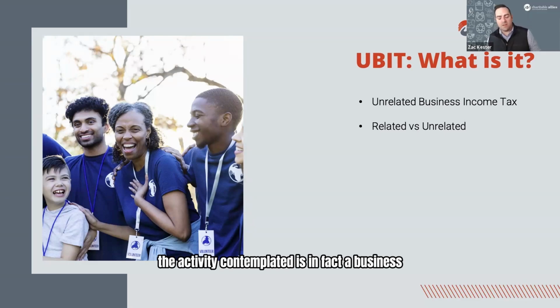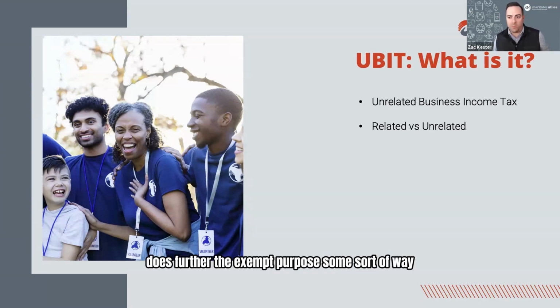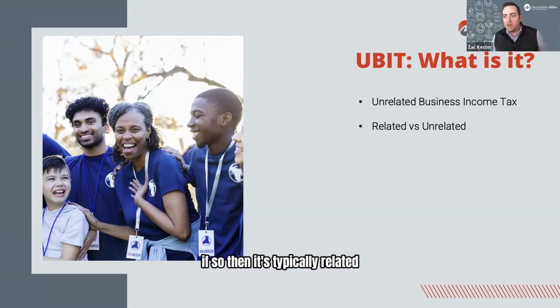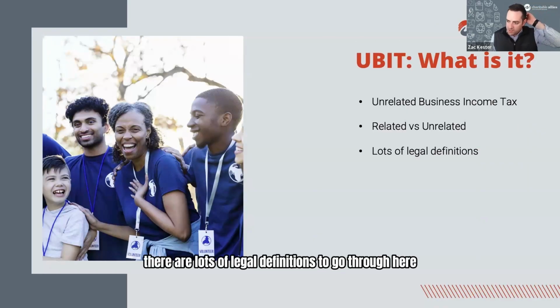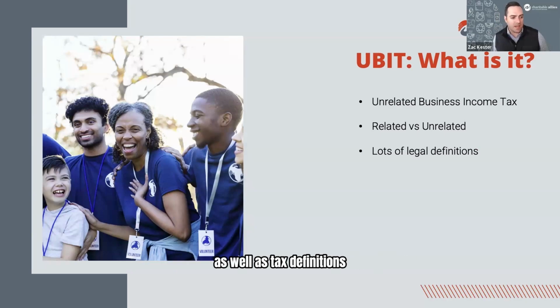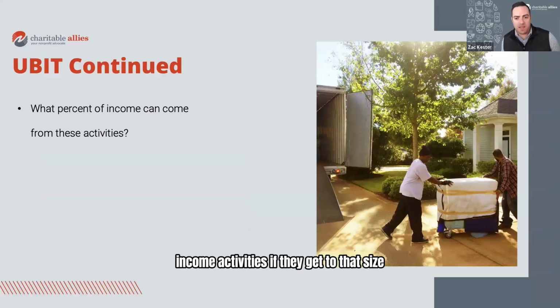Most of the time, the activity contemplated is, in fact, a business. So it's really the question of relatedness. Is this related to the exempt purpose? Does it further the exempt purpose in some way? If so, then it's typically related. Like I said, there are lots of legal definitions to go through here, as well as tax definitions. As I said, about 20 to 30% of a charity's income can come from unrelated business income activities.